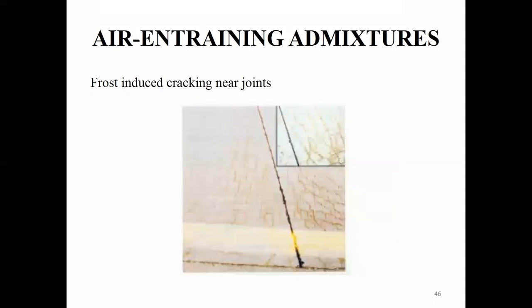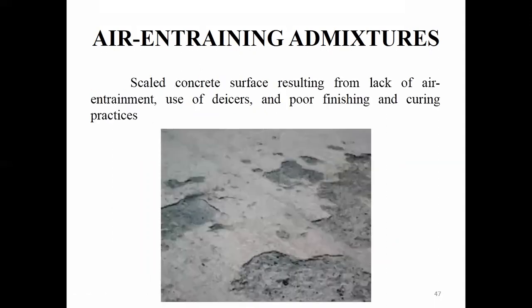You can see here near the joint, they are inducing some amount of cracks. This is also due to the frost, happening due to the lesser temperature variation. See, this is a scale on the concrete surface. Scaling you can see on a normal road surface itself. Scaling means the top layer gets abraded from the pavement. This is called the scaling effect. This can also be overcome using the air entraining admixtures.